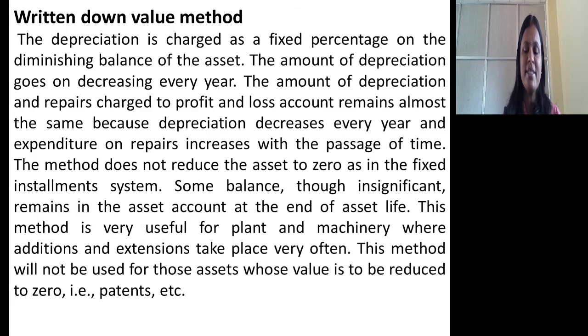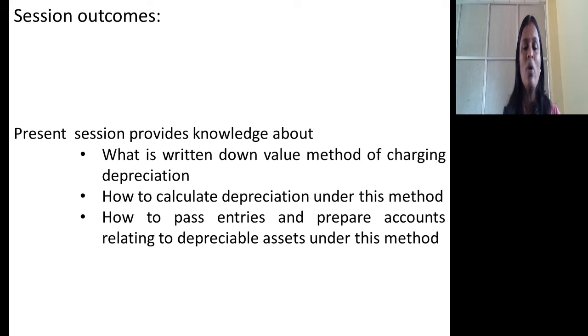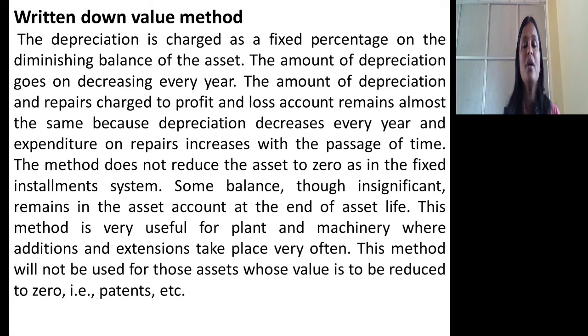At the end of this session, you will come to know what exactly the written down value method of charging depreciation is, how to calculate depreciation under this method, and how to pass entries and prepare accounts relating to the depreciable asset under this method. So let me see what exactly the written down value method is. The depreciation which is charged as a fixed percentage on the diminishing balance of the asset is nothing but written down value, also known as the diminishing balance method.